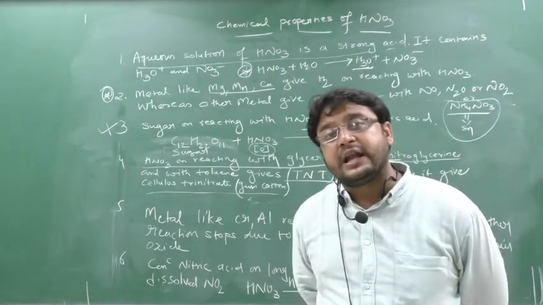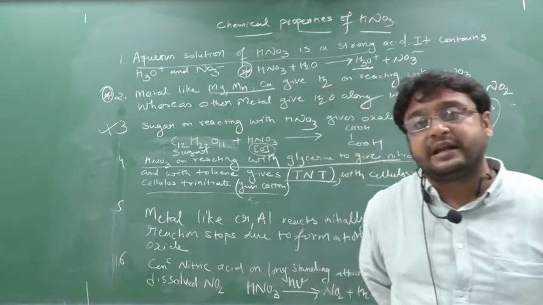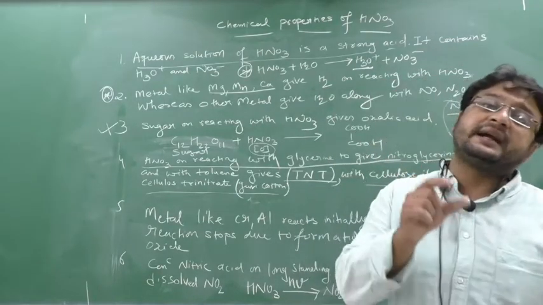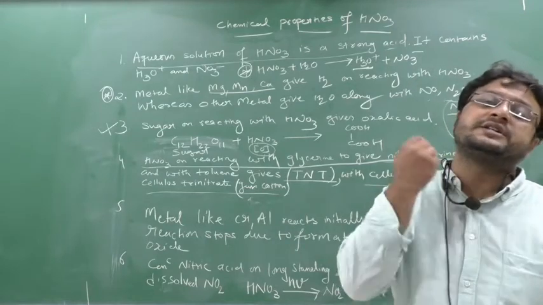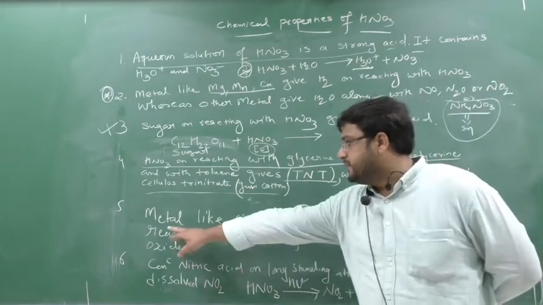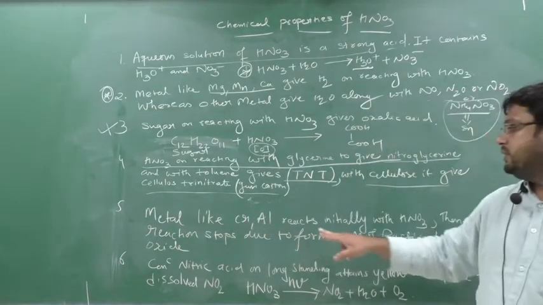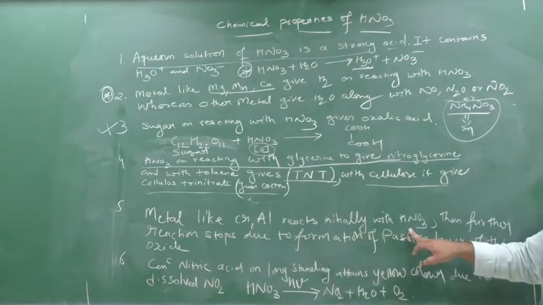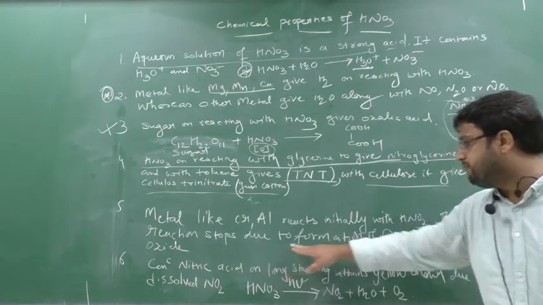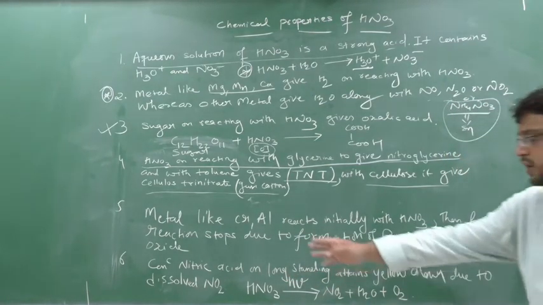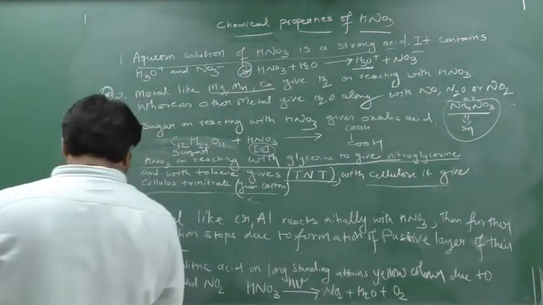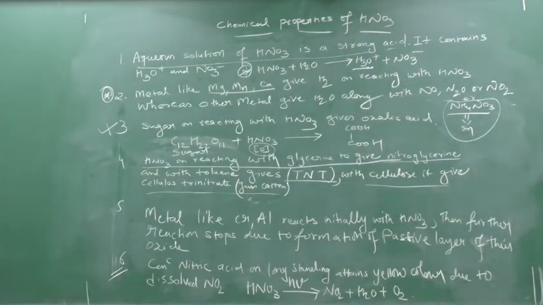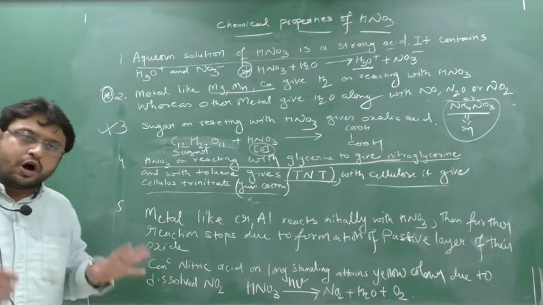Now that oxide layer, which is formed due to the reaction with nitric acid, will act as a passive layer, meaning a protective layer, so that the further reaction will stop. Remember this point: metals like chromium and aluminium react initially with nitric acid, then the further reaction stops. Why? Due to the formation of a passive layer of their oxide.